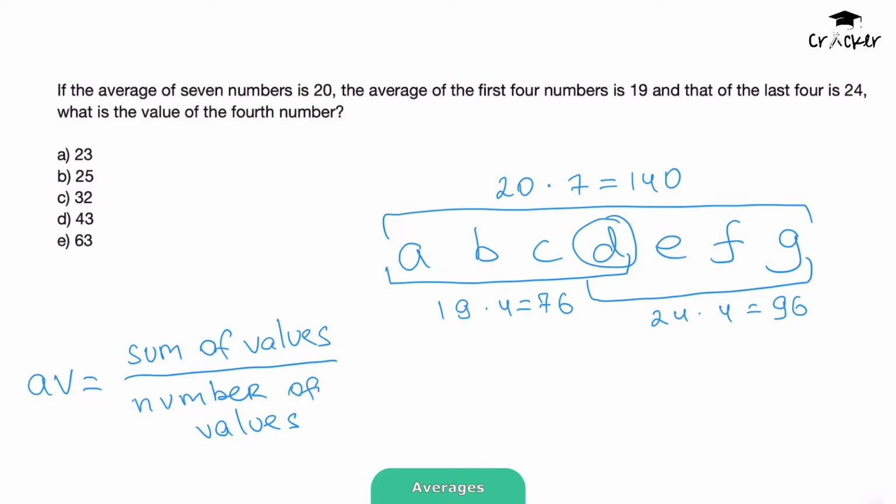numbers. Since the sum of all 7 numbers is 140, and the sum of the first 4 is 76, while the sum of the last 4 is 96, we find the overlap by adding the sums together. But we know the total sum is only 140. This means the fourth number is counted twice, creating an extra amount of 32. Thus, the fourth number is 32. The correct answer is C.